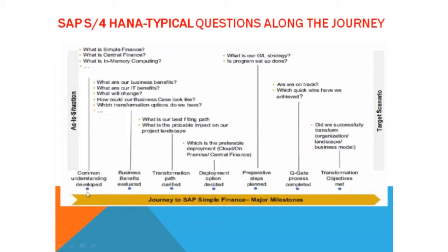And here you can see: common understanding developed, business benefits evaluated, transformation path clarified, deployment option decided, then preparatory steps planned, gate process completed, and transformation objectives met. So the journey to SAP Simple Finance has these major milestones. Similarly, I'm giving you examples from 2004 and 2005, which I had already witnessed, because at that time companies were reluctant to move from R3 to ECC.